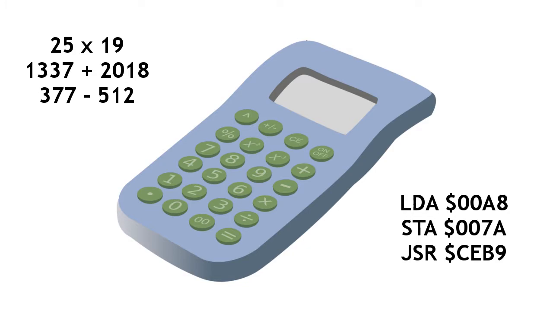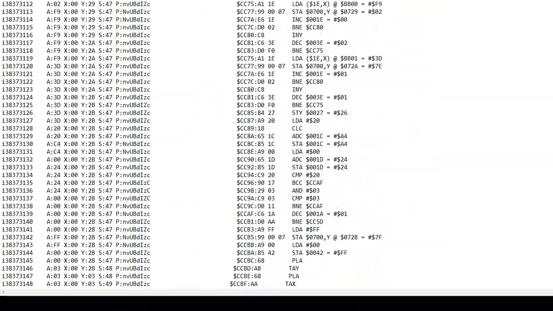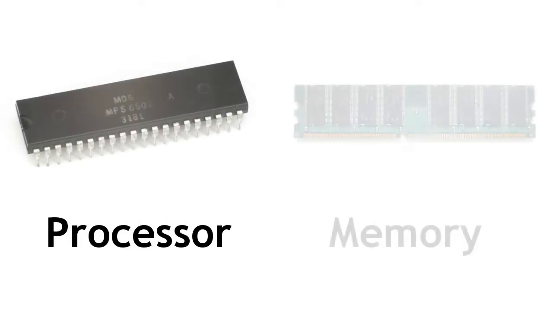Despite the advances of modern computers, they're still nothing more than simple adding machines. The key difference is speed. A modern computer can carry out millions or even billions of operations in a single second, making the most mundane tasks incredibly simple. A modern computer consists of two core components, a processor and memory.